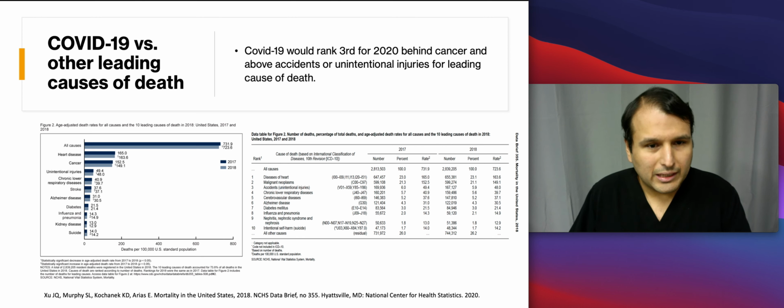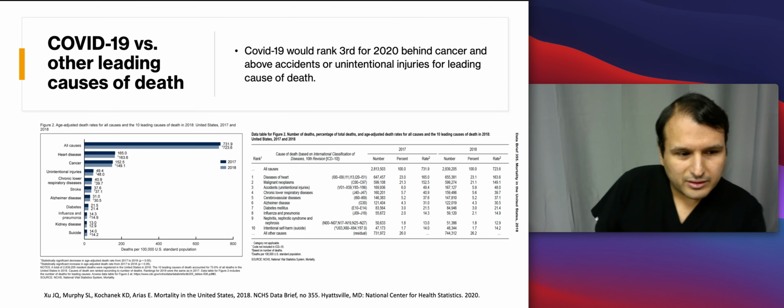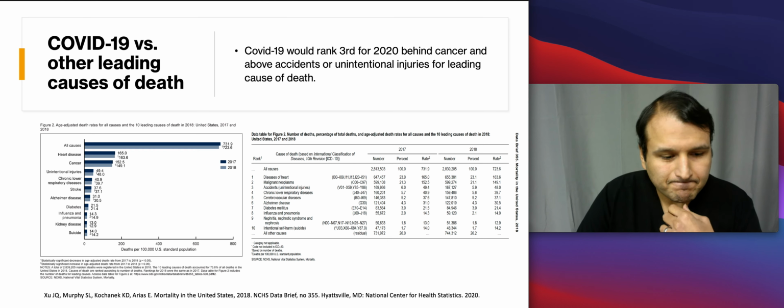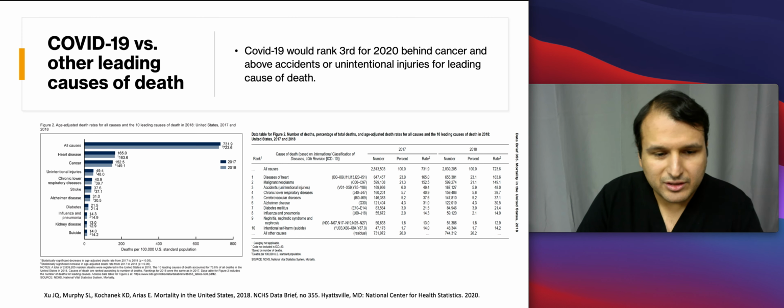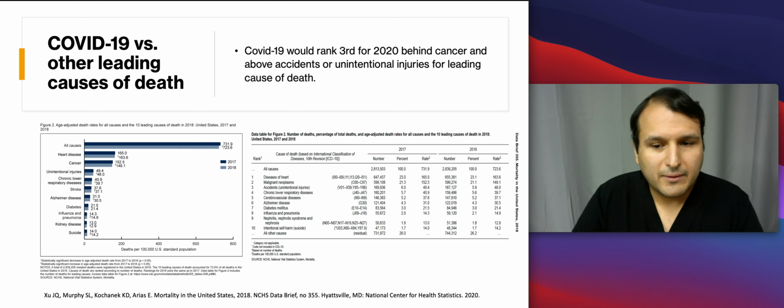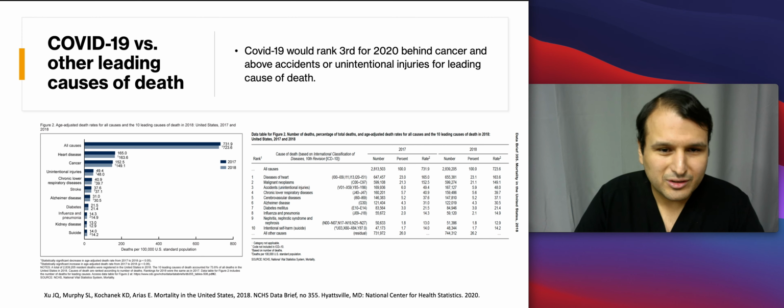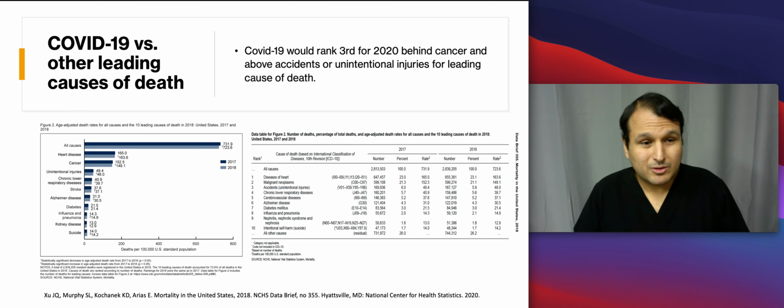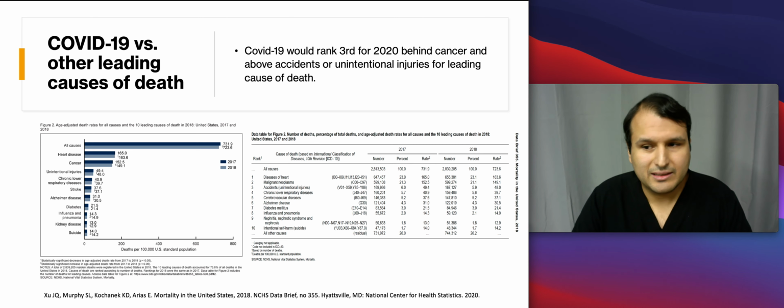And if we were to rank it amongst the other leading causes of death, based on statistics in the United States, we have heart disease as number one, malignancies as number two, and then accidents usually follow suit in 2017, 2018. But if we look at 2020 data in the future, we're probably going to see that COVID was ranked third based on the amount of deaths that we saw. That's 200 and something thousand, close to 300,000, so it's behind cancer but above accidents.